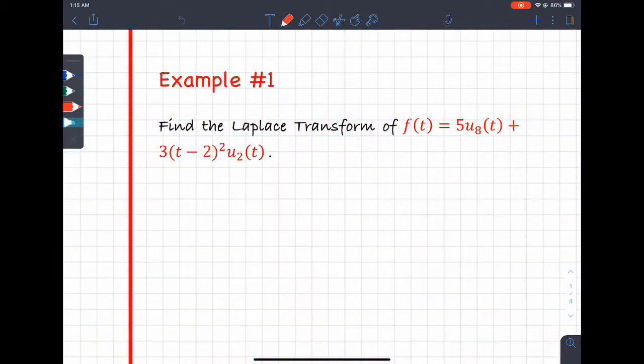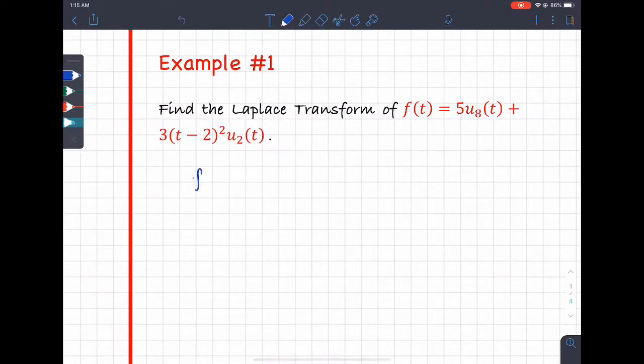So let's find the Laplace transform of f of t equals 5 times a unit step function shifted to 8, plus 3 times (t minus 2) squared, and then u sub 2 of t, a unit step shifted to 2. To resolve this one, let me rewrite it first. f of t would be 5 u sub 8 of t plus 3 (t minus 2) squared u sub 2 of t.